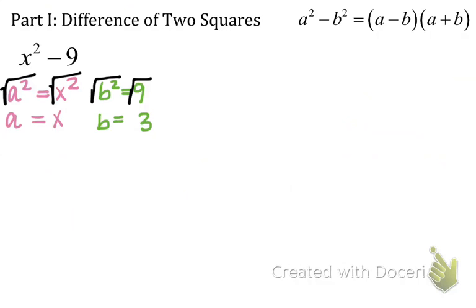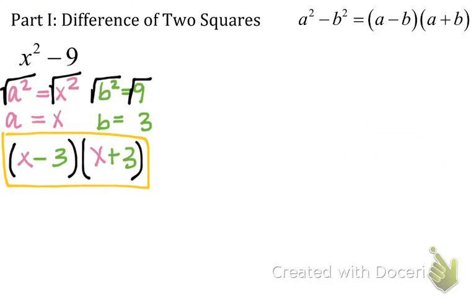For our first factor, we have a minus b. So our a term is x, our b term is 3, so we're left with x minus 3. Our second term is a plus b. Our a term is x, our b term is 3, so we have x plus 3. So this completely factored is the product of x minus 3 and x plus 3. Remember that you could always distribute to check your answer.